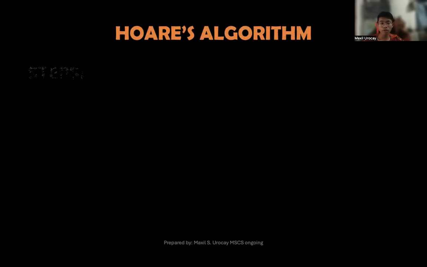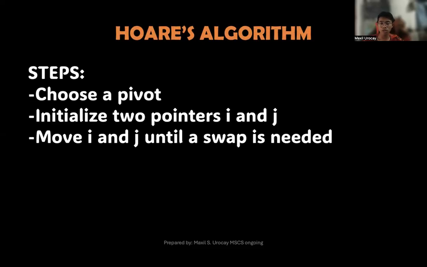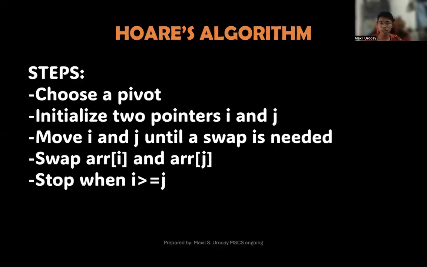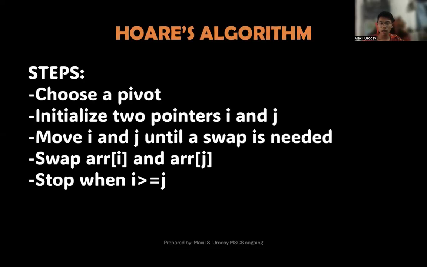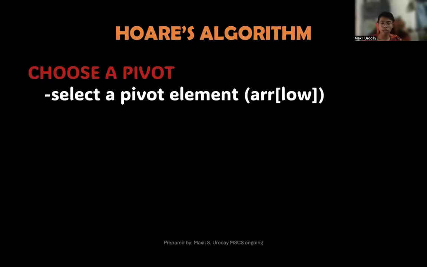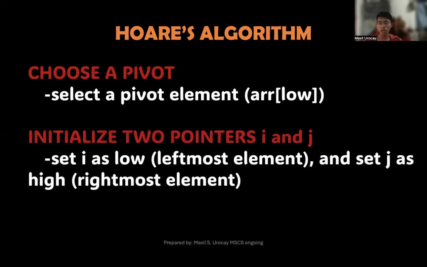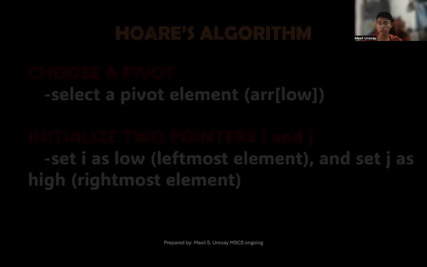So in this particular one, the steps are: choose a pivot, initialize 2 pointers I and J, move I and J until a swap is needed, swap array I and array J, and stop when I is greater than or equal to J, so if they overlap. Choose a pivot: select a pivot element, array low. Then initialize 2 pointers I and J, where I is the leftmost element and J is the rightmost element.